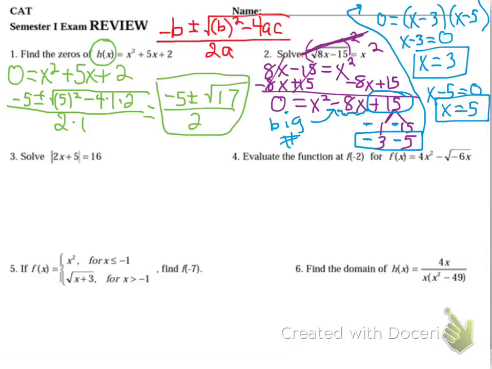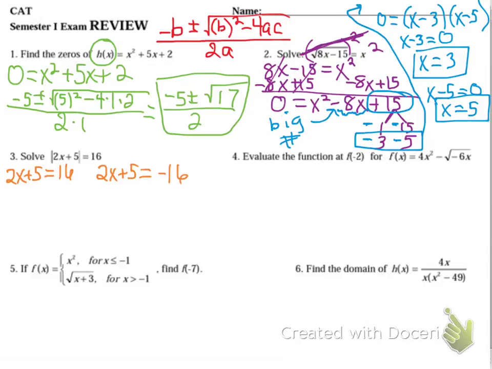Question 3 says solve the absolute value of 2x plus 5 equals 16. When you do absolute value problems, you have to be careful. A lot of people will rewrite it without the absolute value sign and solve it. And they're halfway right, because the absolute value of 16 indeed is 16. But what they're forgetting is the absolute value of negative 16 is also 16. So what's inside the absolute value signs can equal positive or negative 16.